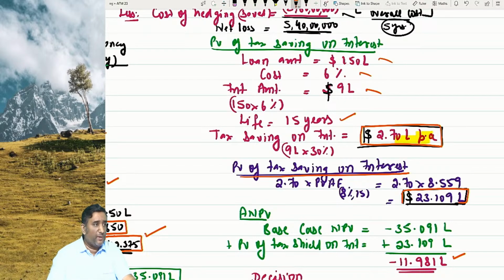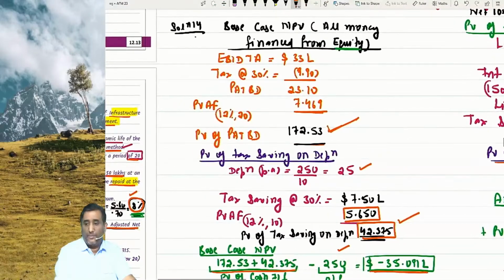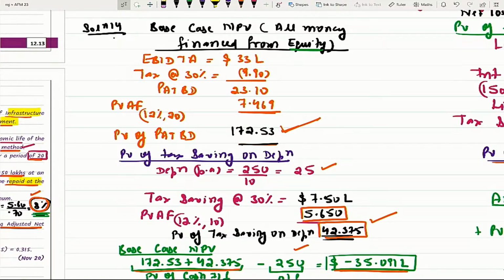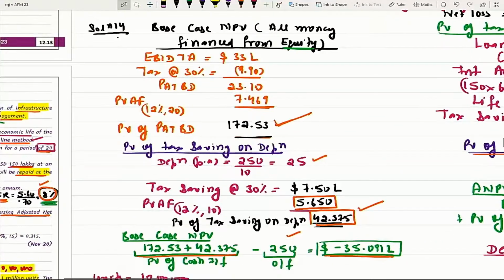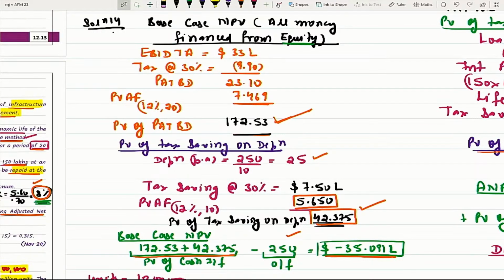So next time I'm assuming there could be very high chance they'll repeat the question. So if you want to copy anything, you can copy from here. The base case NPV, you can make it out. Let's just do the screen. If you want to take a photo, you can take a photo. If you want to copy, you can copy, whatever way you want to do.